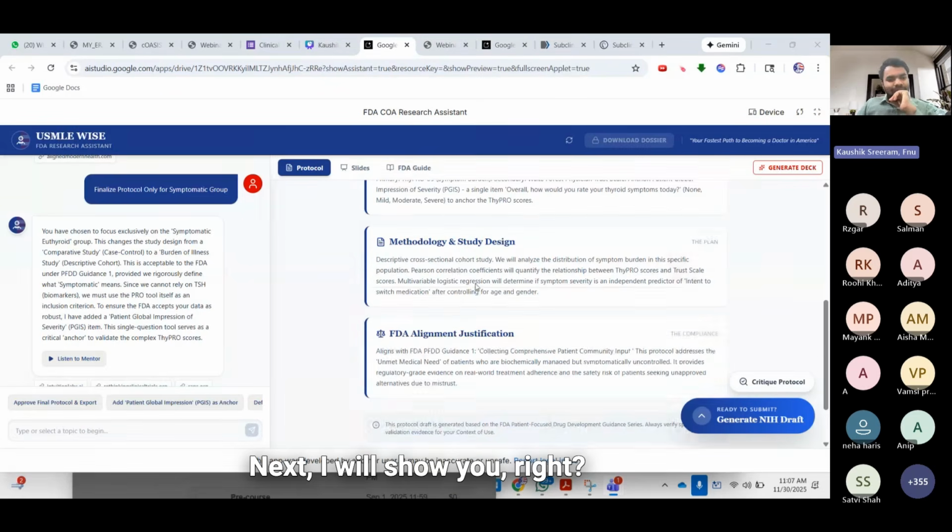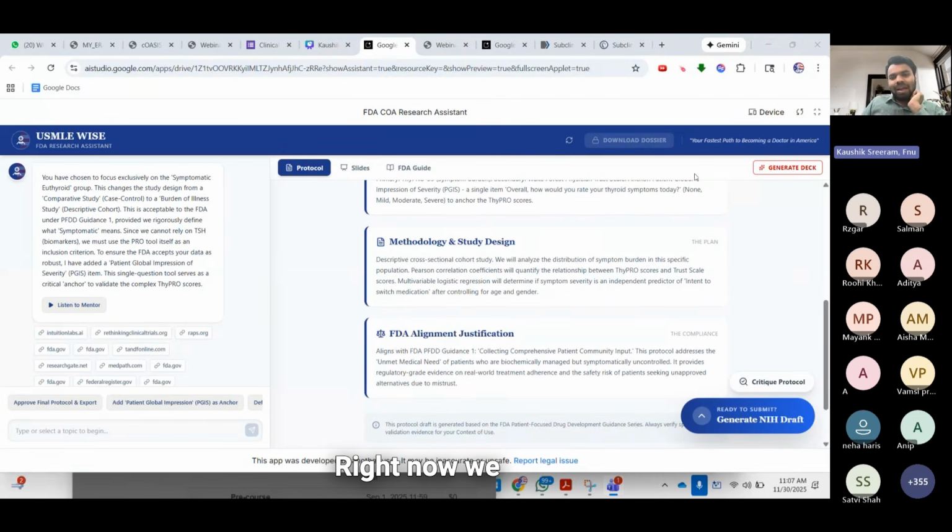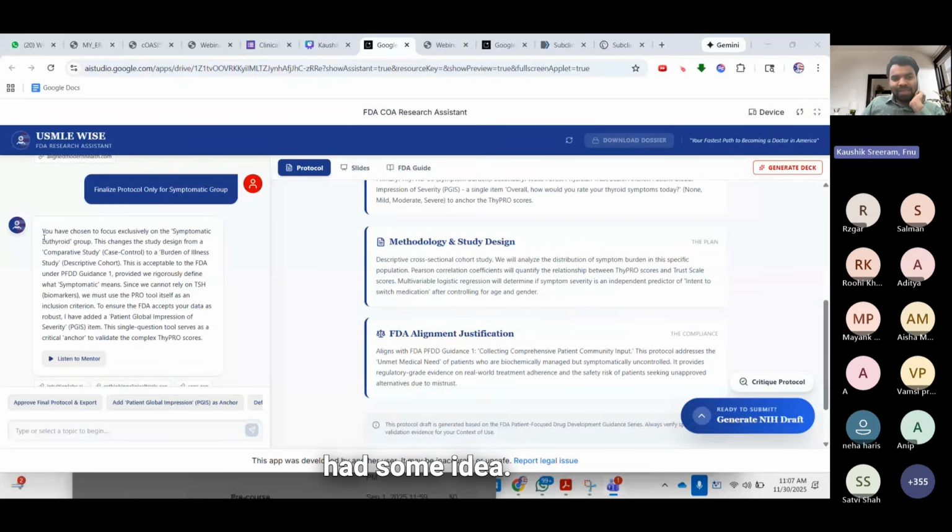Next, I will show you, because that's why it takes some time. It's going to all these references and reviewing them. Now we had some idea. It said that you came up with a symptomatic euthyroid group and you're looking at burden of illness. It is a descriptive cohort. When you say descriptive cohort, you are making clear that you are not doing any intervention as such. So it is accepted under this particular guidance document. As long as you are defining what symptomatic means, it's good enough.